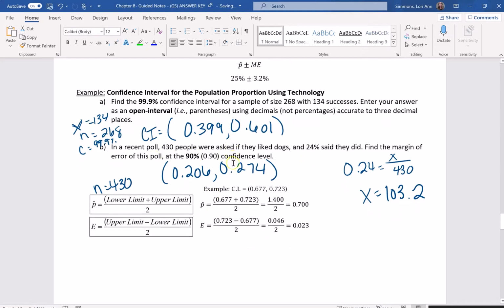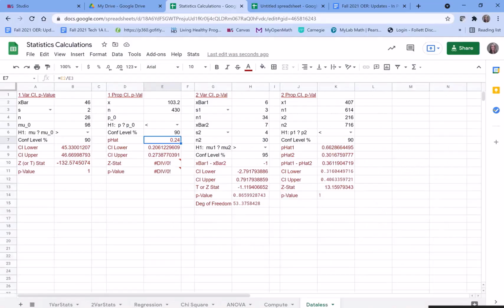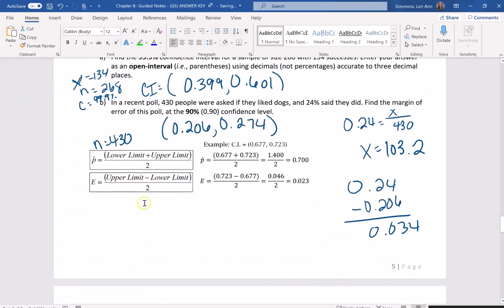We want to find that margin of error. So our p hat is in the middle. So 0.24 is right in the middle. So you can take 0.24 minus your lower, and you can get 0.034. Now say you didn't have the p hat, which you should always have, right? Because it's always going to be calculated for you. So that's one option. Or you can do it right here.